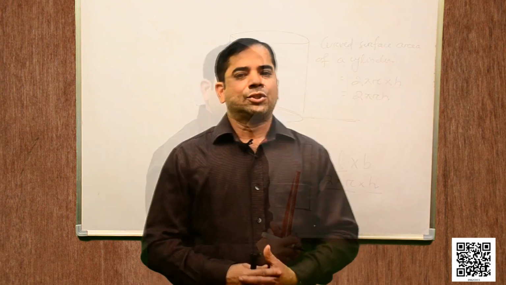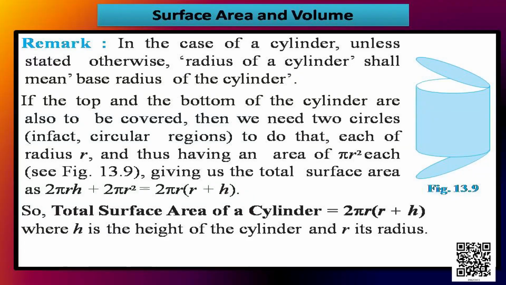Okay, students, so we have found the formula for the curved surface area of the cylinder, that is 2 pi r h. What is r? It is the radius of the base, because the base is circular, and h is the height of the cylinder. In the case of a cylinder, unless stated otherwise, radius of a cylinder shall mean base radius of the cylinder. If the top and the bottom of the cylinder are also to be covered.